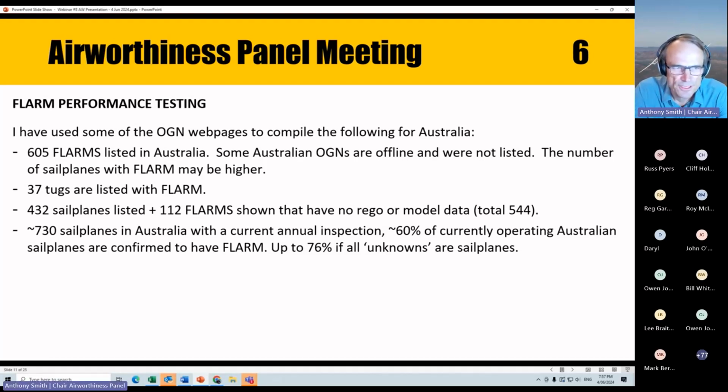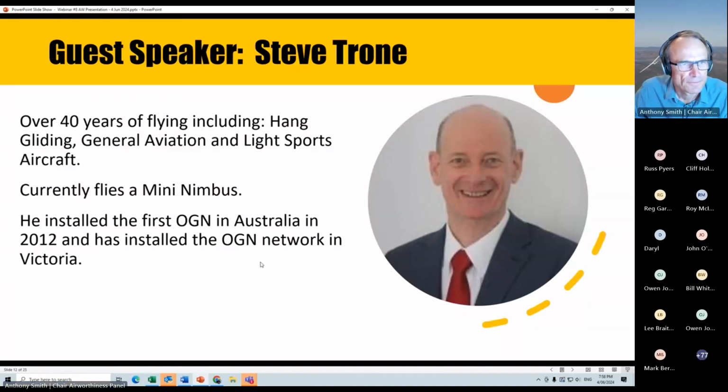So out of the 730 sailplanes currently operating in Australia, I'll also point out there are a number of overseas sailplanes that were listed on these FLARMs. I've not counted those as being Australian. So out of the 730 sailplanes in Australia that are currently operating, we've got around 60% at least with confirmed to have a FLARM. Now, if all those 112 unknowns are in fact sailplanes and not tugs or power planes or something else, that will bring up the number to 76%. So we've got reasonable FLARM coverage out there.